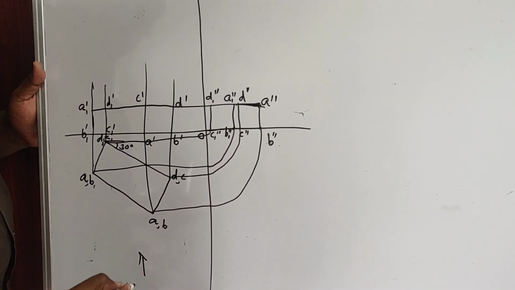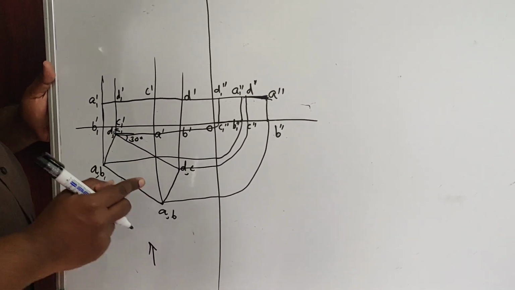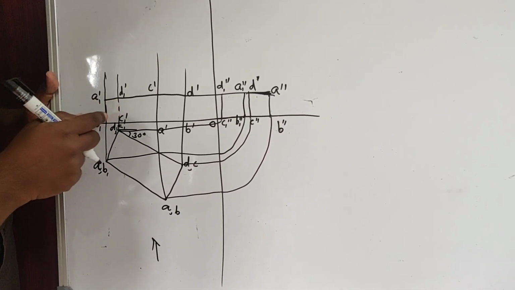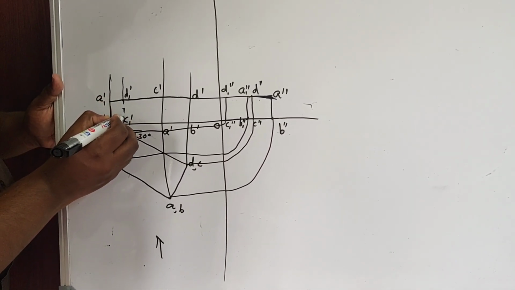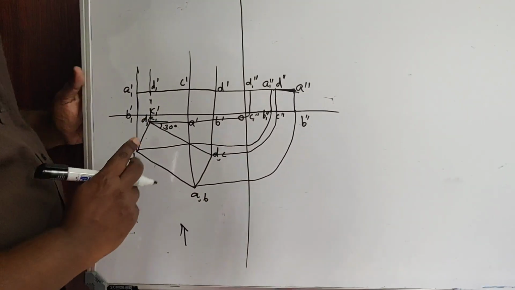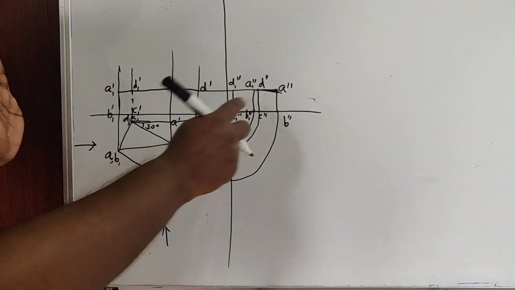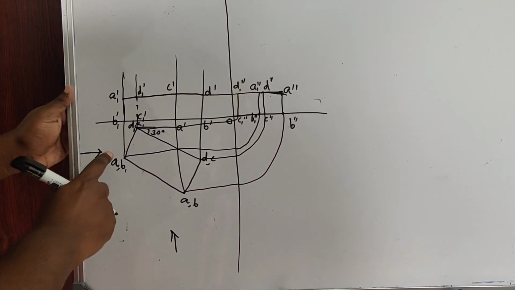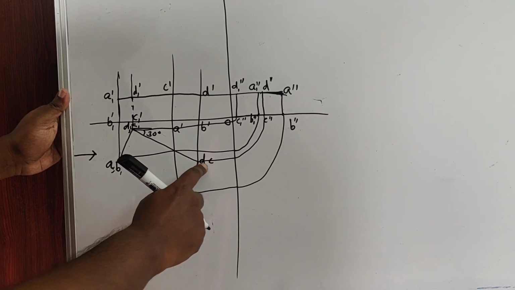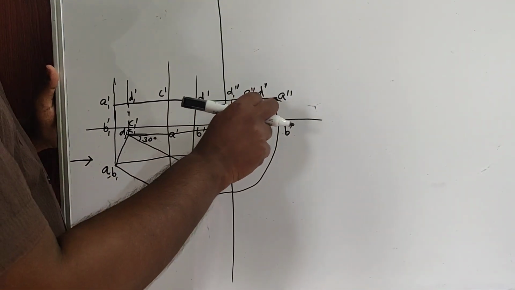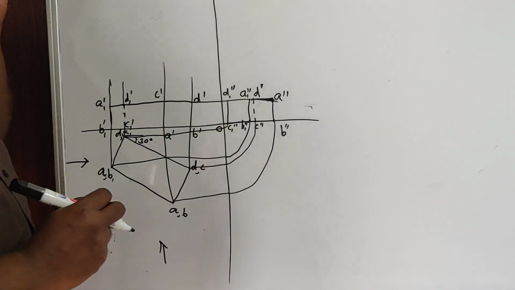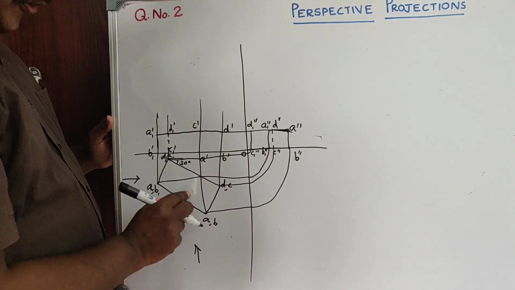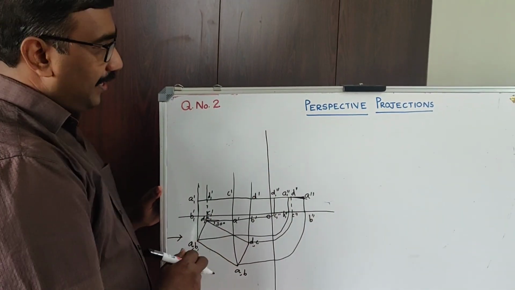So about the visibility also we have to check. When you are looking from front, it is very clear that D1 C1 is invisible. So this should be with dashed lines. Okay. Similarly, when you are drawing the side view from left, it is very clear that DC is invisible. So D dash, D double dash, C double dash is invisible. All other edges are visible. So this is about the top view, front view and the side view.